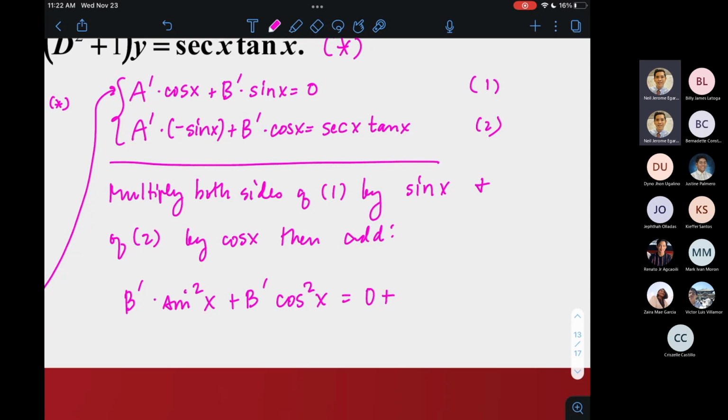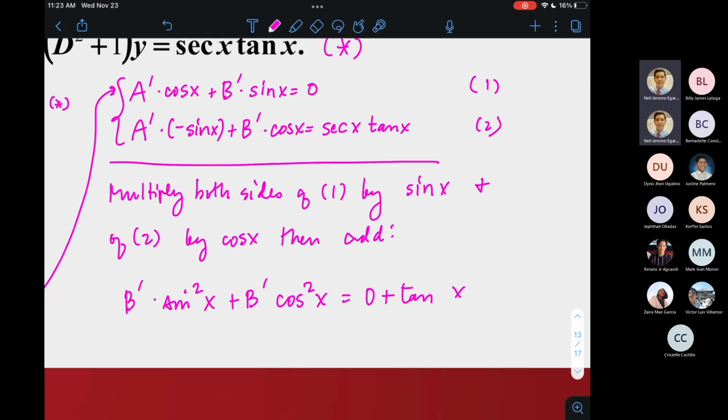I suddenly blanked on trigonometry. So I'll multiply this by cosine, so times cosine x. Secant is 1 over cosine, so they cancel. So only tangent remains here. Tama ba? Tangent lang yung matitira. Bakit bigla akong nablanko roon?